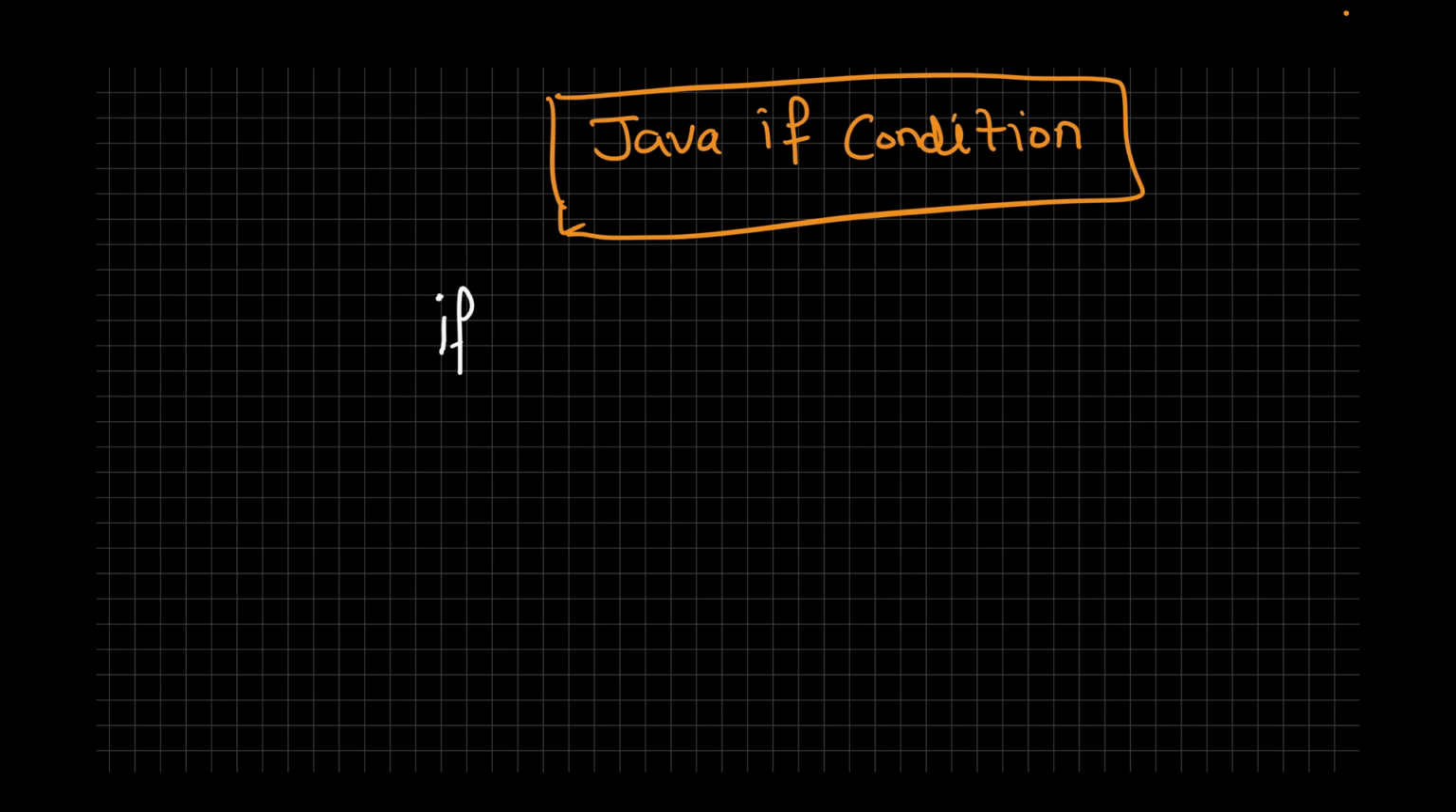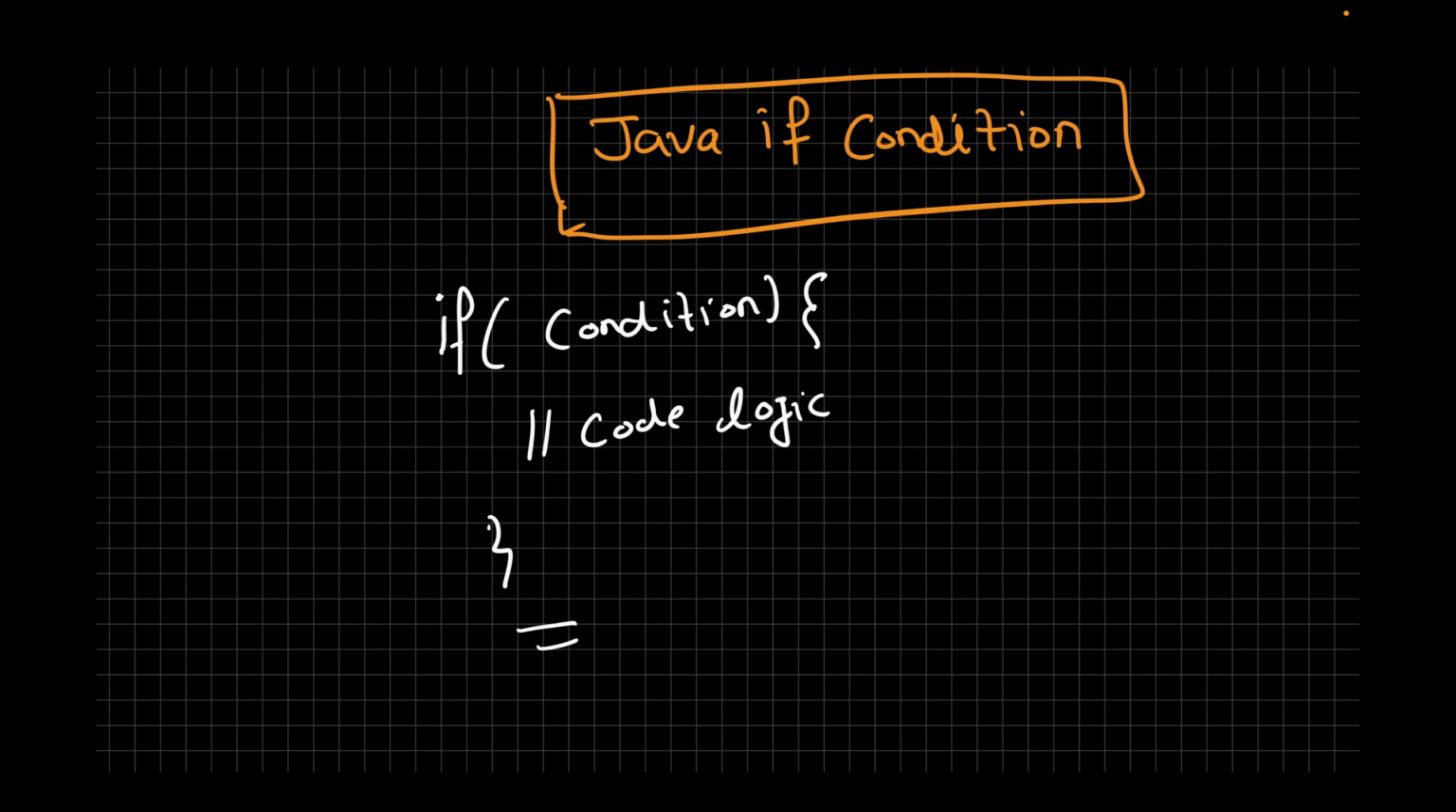So it says if, and then I have this condition, and then I have these curly braces. Here is your code logic, and then there is the rest of the program. All right, so on a high level this is the syntax for your if statement.